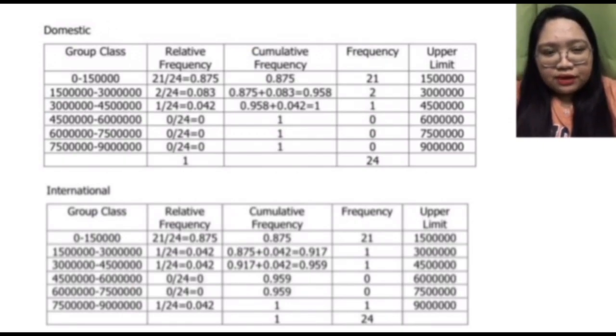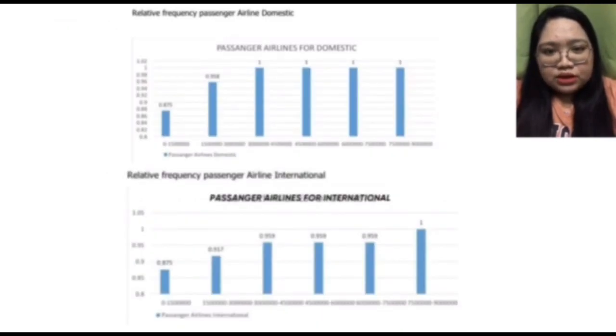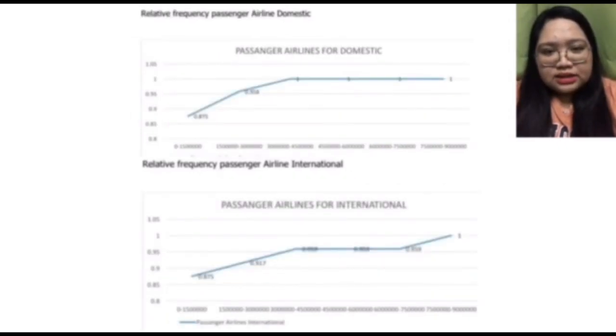After we finish finding the relative frequency and cumulative frequency, we need to construct them, which is to compare them together using the right graph and chart. This is the graph of relative frequency passenger airline domestic and international. This is the graph of cumulative frequency passenger airline domestic and international.